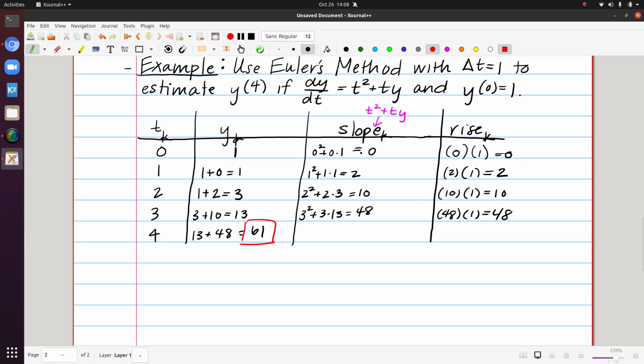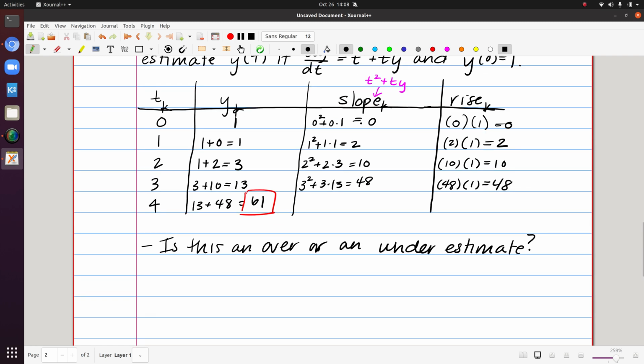If we were then asked a few more things, we could say, is this an over or an underestimate? Then recall what we really want to check is the concavity. So we're starting with the knowledge that dy dt is t squared plus t times y. So if I now want to take the second derivative, again, with respect to t, that's going to give me 2t. And then recall that y is a function of t, so I really have to use the product rule on ty. So that would give me 1 times y plus t times dy dt.